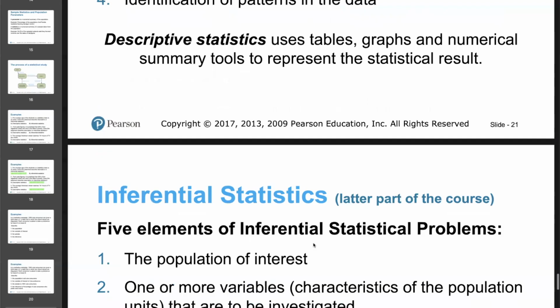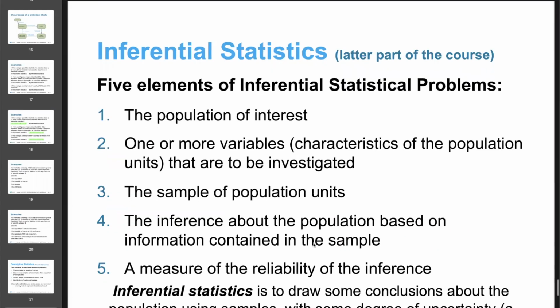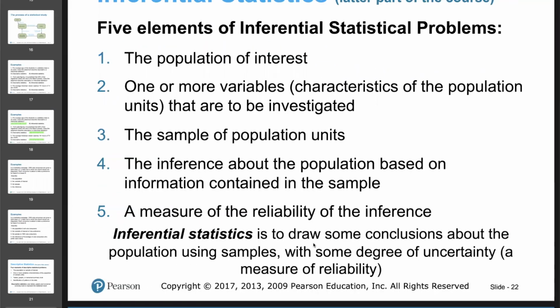The second part is about inferential statistics. We have 5 elements of an inferential statistical problem: the population of interest, one or more variables that are to be investigated, the sample of the population units, the inference about the population based on the information contained in the sample, and then a measure of the reliability of the inference, okay? Which means the fifth point here means the estimation and the hypothesis testing. Of course, these are the last 2 chapters in this class.